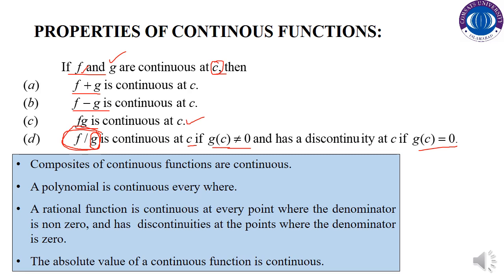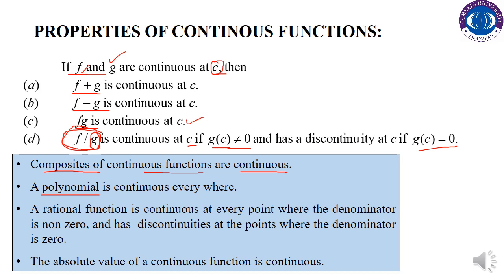There are some other properties of continuous functions. Composites of continuous functions are continuous. यानी अगर आपके पास दो functions continuous functions हैं, तो उनका composition function भी continuous function होगा. A polynomial is continuous everywhere.